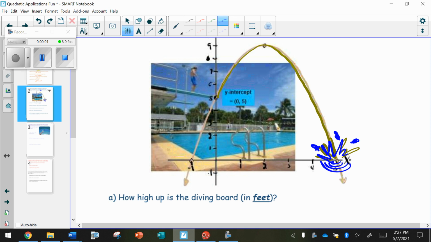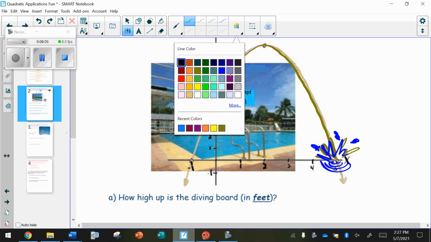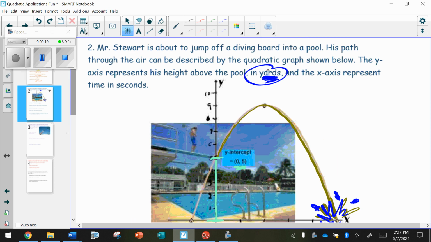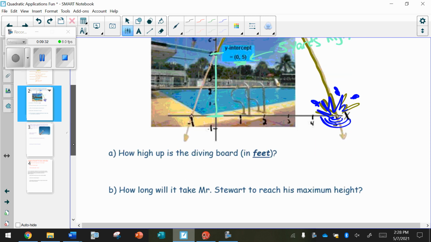Okay, so how high up is the diving board in feet? Well, the diving board in feet means I have to do a little bit of conversion here. The diving board is up here and the ground is down here, but I am told that the y-intercept is 5. What I circled up here is our measurement on the y-axis, which is in yards. So that y value of 5 means 5 yards high. So the question is, do you know how many yards in a foot?